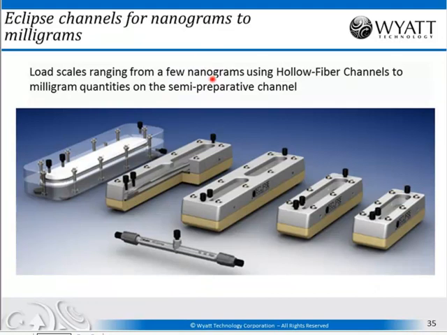So FFF, as I mentioned, is pretty versatile, and it also comes with a variety of options for separation channels. Using the hollow fiber channel, you can separate nanograms of material, all the way up to the semi-preparative channel, which is good for separating milligrams of protein. There's a wide selection depending on the particular needs of your characterization or preparative work.